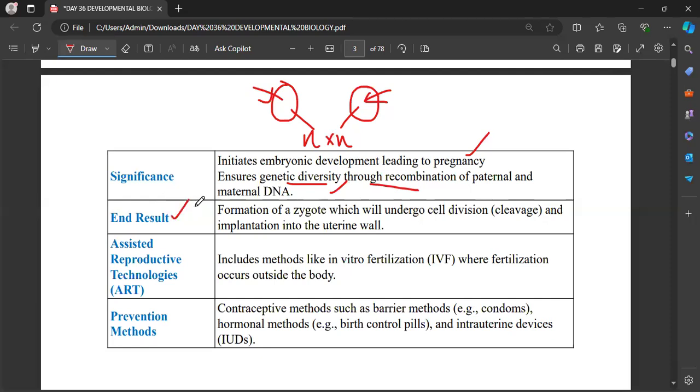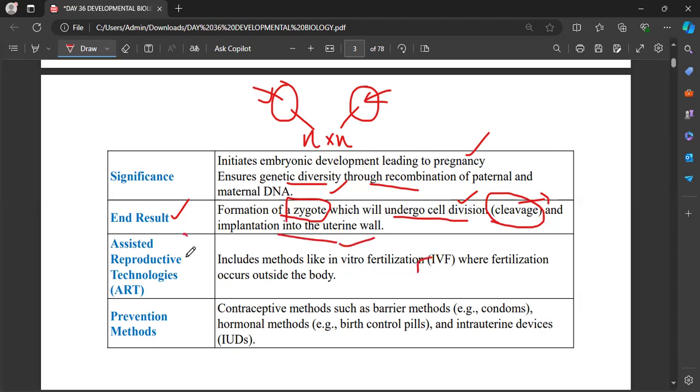Now, what will be the end product? Formation of a zygote. You should know that fusion of male and female gamete is the process of fertilization, right? As a result of this fertilization, we have a zygote. After that, this zygote undergoes cell division, and that cell division is called cleavage. After the cleavage, it leads to the stage of blastula. After the blastula stage, it leads to a gastrula, which means the formation of three germinal layers. After that, it will be implanted into the uterine wall.